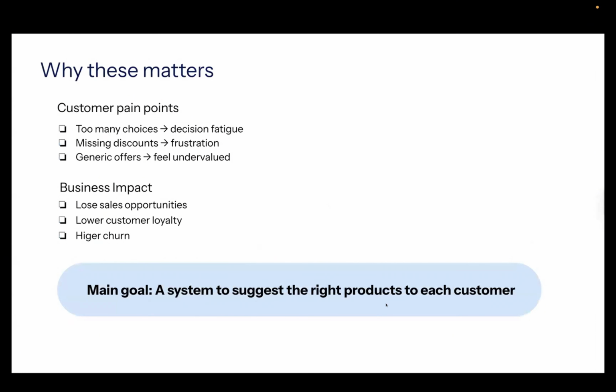So why does this matter? As I mentioned before, there are some customer pain points. First, there are too many options for new customers, who don't know how to choose. And there could also be missing discounts which should be given to loyal customers. This is also not good for the business side, because by doing this, they will lose sales opportunities, but also lose consumer loyalty. So the main goal of this project is to create a system to suggest the right product to each customer, which means we need to give each customer a unique shopping experience.